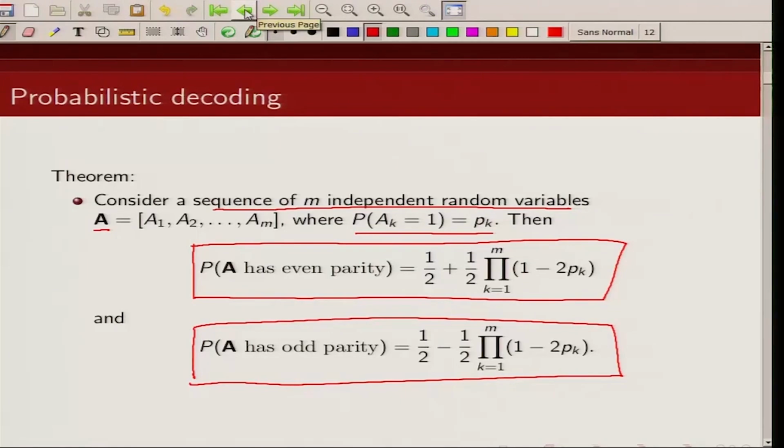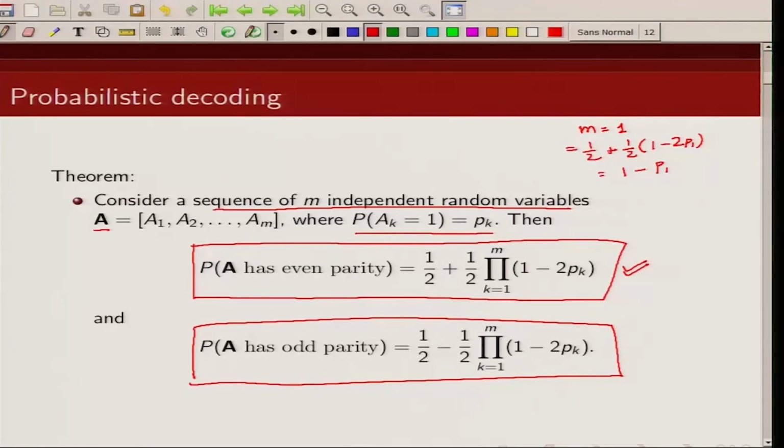If you want to prove it using mathematical induction, let us just say we take m equal to 1. What do we get here? For m equal to 1, we get basically half plus half times (1 minus 2p1). So, this is nothing but 1 minus p1. And what is p1? p1 is the probability that it is 1. So, what is the probability that it is even parity? It is 1 minus p1. So, this relation holds for m equal to 1.